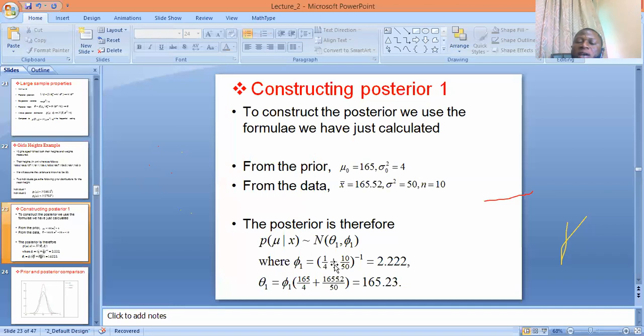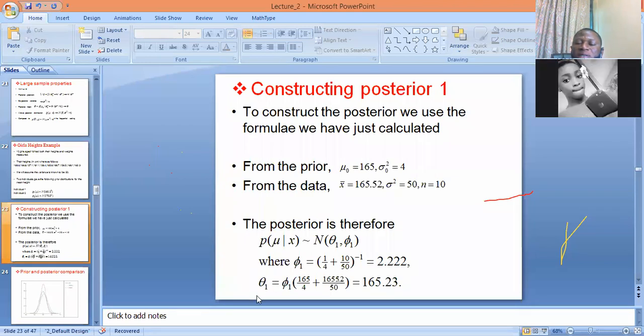So here, if we take 1 over that plus 10 over 50, we are going to get 2.22. So the variance of this individual is 2.22. Then let's look at the mean.